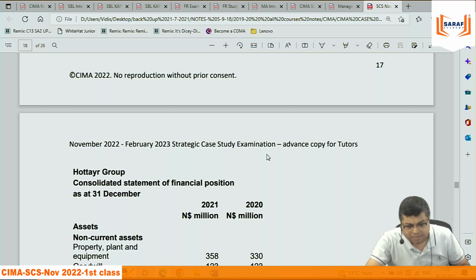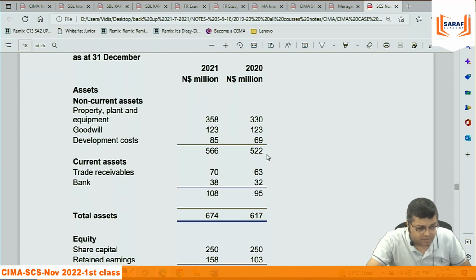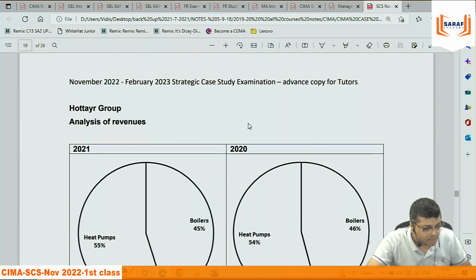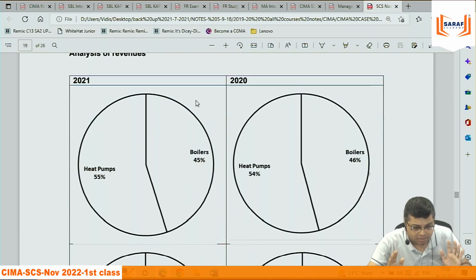But still, why did the share price fall in the last 3 months? Then the competitor detail. No, this is our detail only. Then the further detail about our product. In 2020, boiler and heat pump were 46 and 54%. Total sale divided into 2 products. In 2021, it is 45 and 55. So 46 to 45, 54 to 55, which is not called a change.